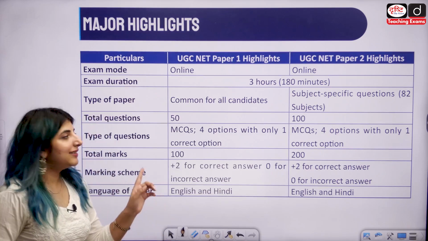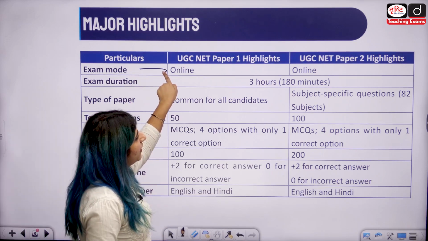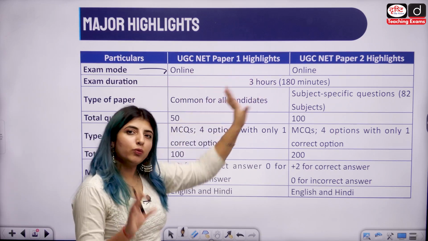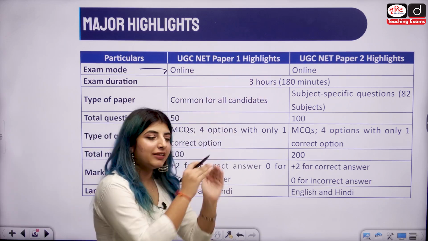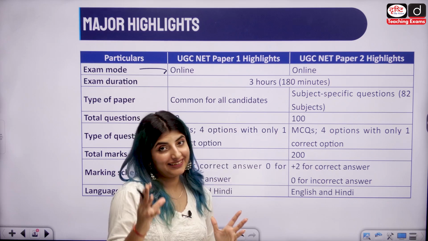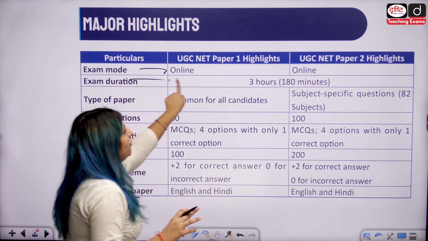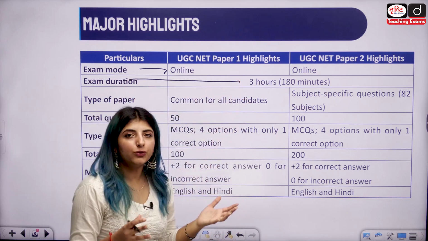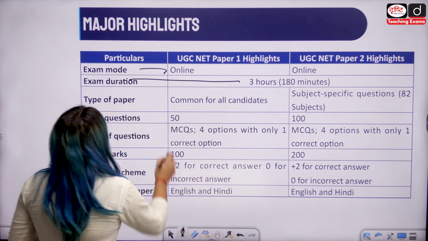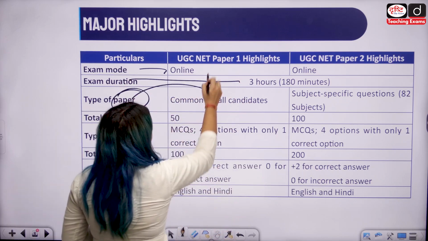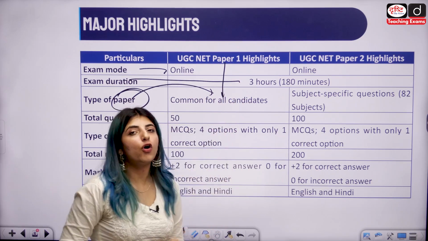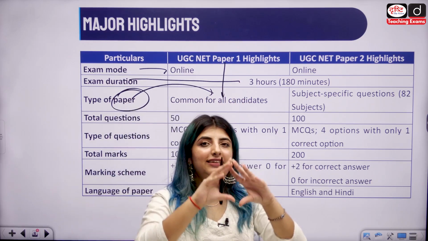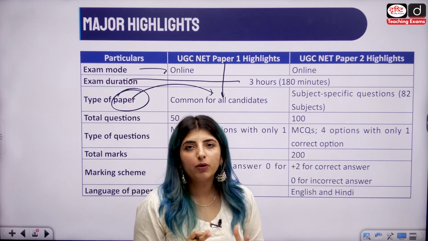Then, what is the exam mode? It's online, correct? And for paper 1 and paper 2, both these things happen in the CBT mode, computer based test mode. I already told you. Exam duration is 3 hours, that is equal to 180 minutes. Type of paper, paper 1 is common for all candidates. Now, what is the basic heading of paper 1?